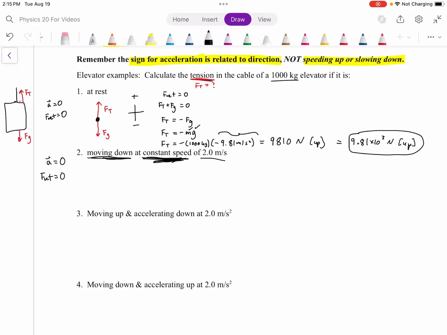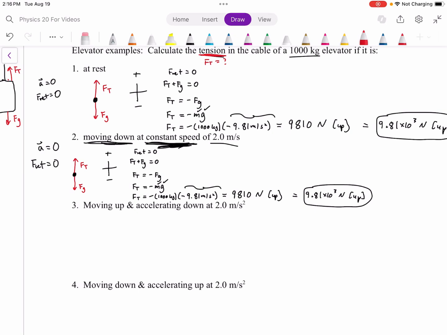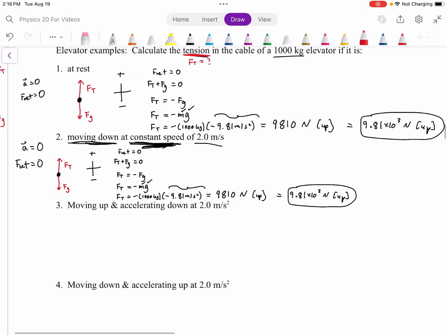So because our acceleration is 0 here and our F net is 0 here, the calculation is actually going to be the exact same, right? Nothing's changed about its mass and its acceleration is still 0. So I can honestly just copy and paste this. My setup would be the exact same. All right, so there we go. I copied and pasted because it will be the exact same.